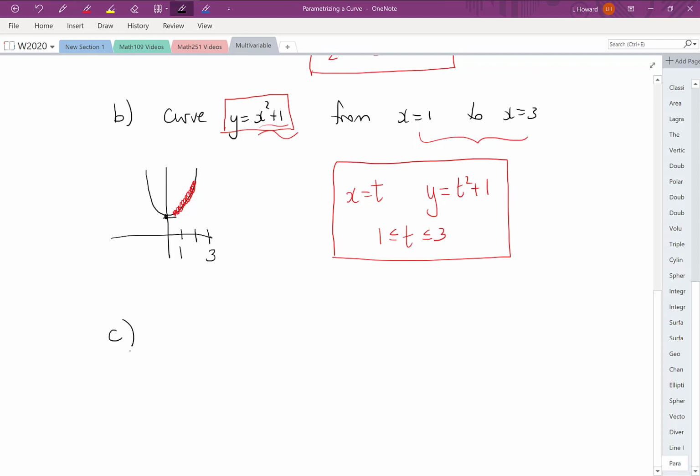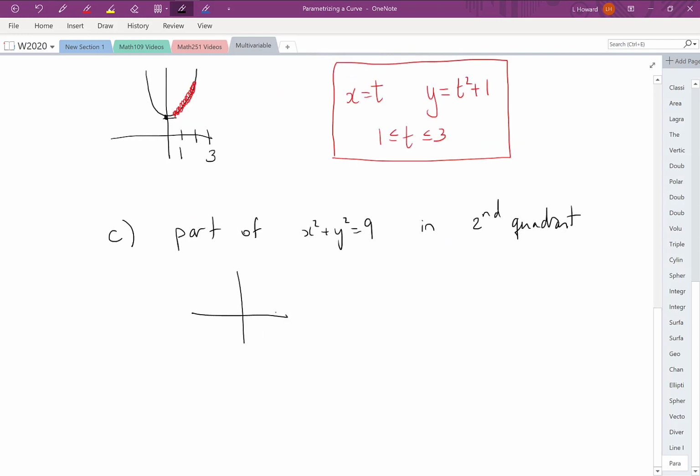A third type of parameterization that comes up when we're talking about line integrals is when we're dealing with part of a circle. So let's say that we're dealing with the part of the circle x squared plus y squared equals 9 in the second quadrant. So this is a circle of radius 3, centered at the origin. And we're just trying to capture the portion of this circle that lies in the second quadrant. So we're trying to come up with a way of describing all these different points here, but using just a single parameter.